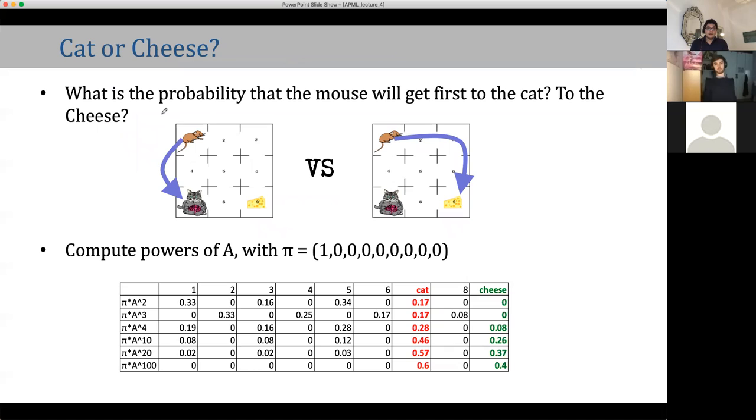And now we can solve in a very computational way our question of what is the probability that the mouse will get first to the cat or to the cheese. Here I draw it like that, but that could be any path. What can we do? We can just say at some point the mouse will always end up in one of the two rooms. So I can just take various powers of A to see what is the probability.